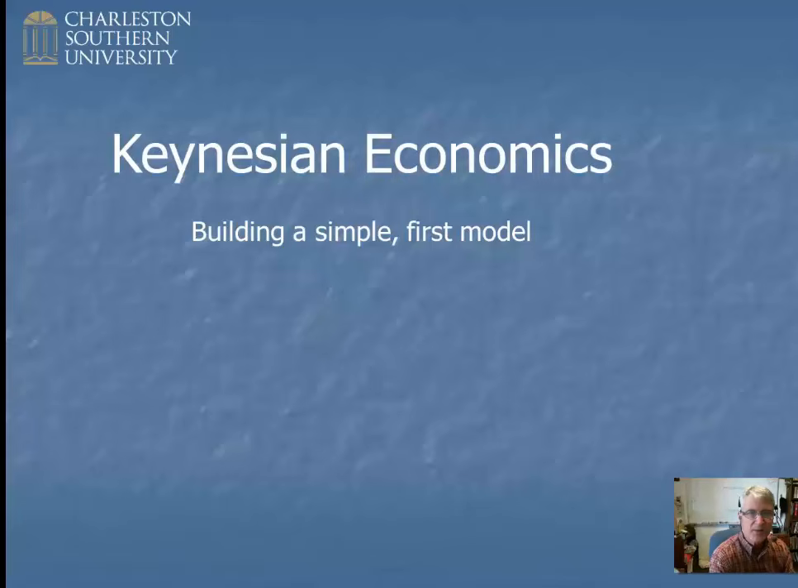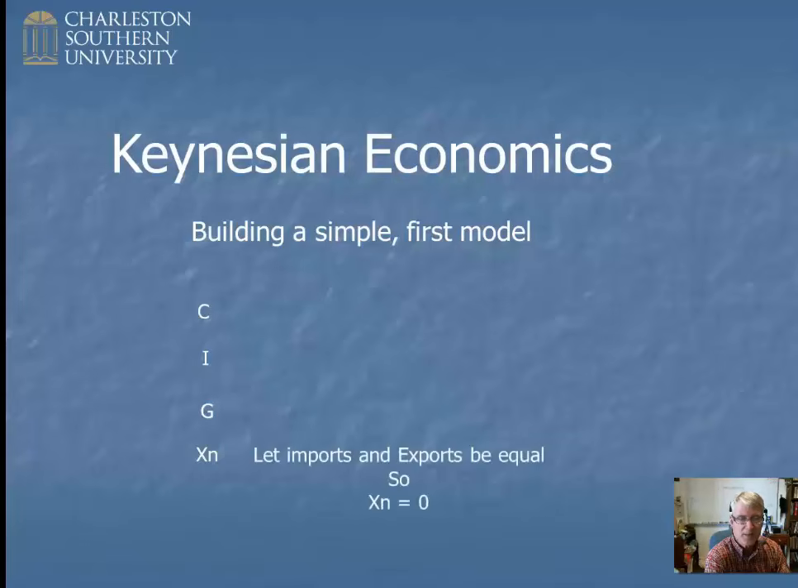Alright, so let's build our first model. So let's start again with aggregate demand, which was C plus I plus G plus XN. And now let's make some simplifying assumptions that kind of remove some of this stuff. Let's begin by assuming that exports and imports are equal. So if they're equal, net exports would be 0 and we can ignore it. So let's just let net exports be 0 and it disappears.